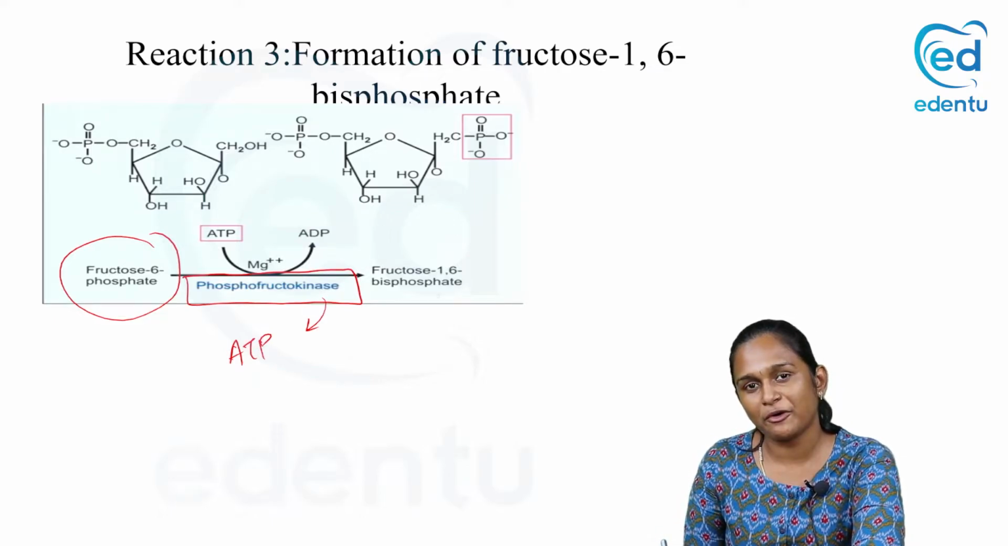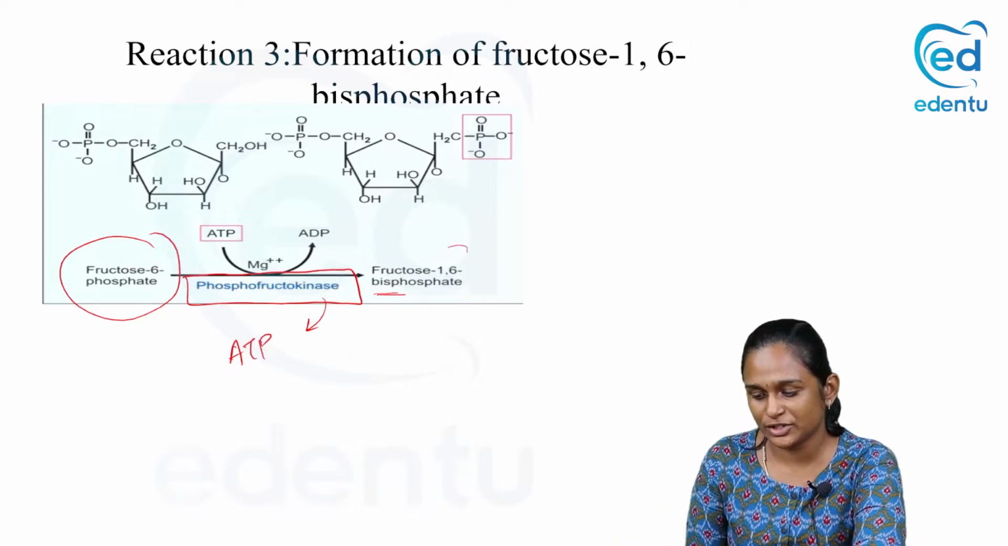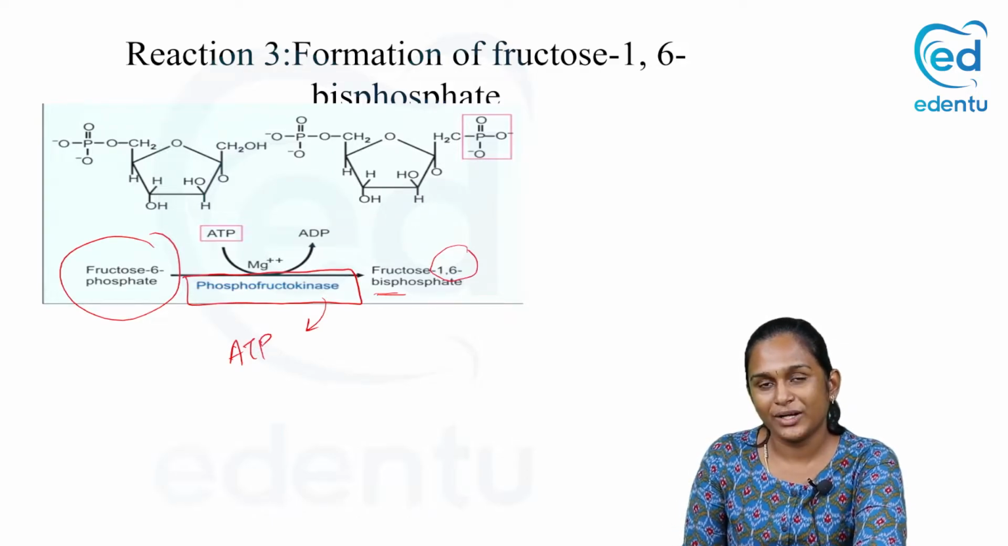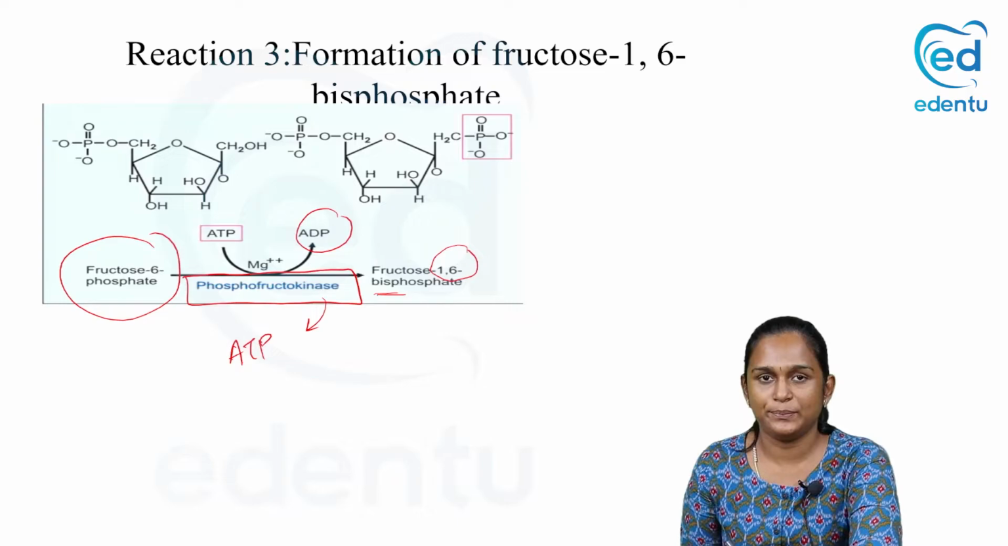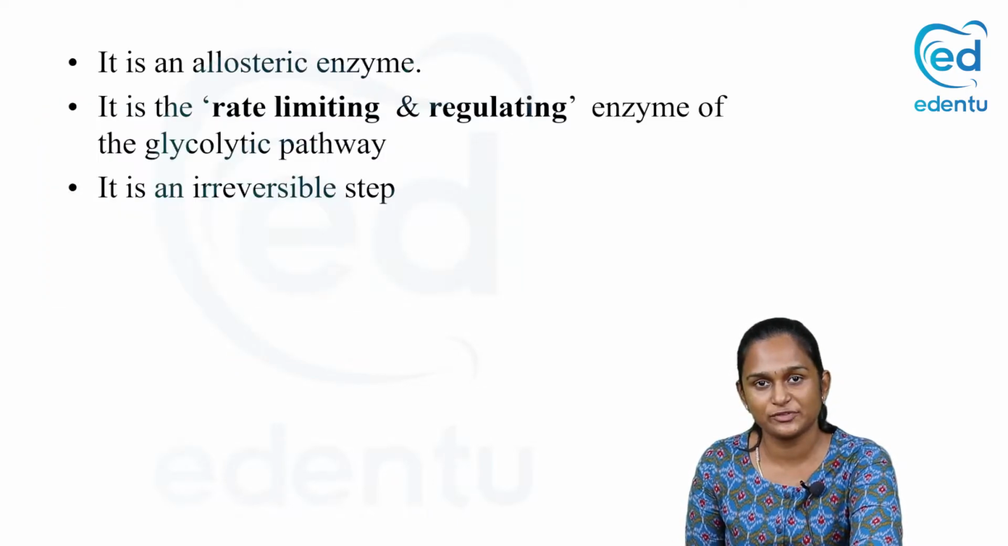So the product formed will be fructose 1,6-bisphosphate. Fructose has phosphate groups attached to the first and sixth positions. In this reaction, one ATP is converted to ADP. So we have synthesized fructose 1,6-bisphosphate.